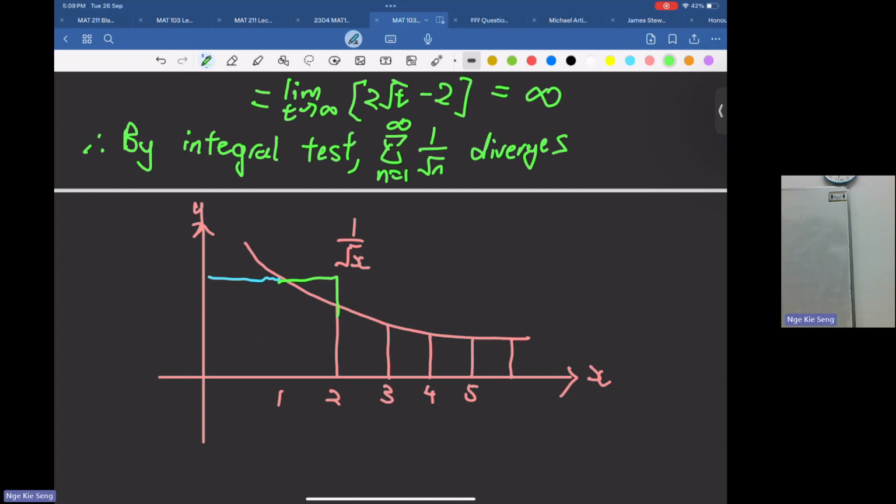When you do this question, you don't need to draw this diagram, but this diagram will tell you how the integral test works. Why does the integral converge, your infinite series converges? Why does your integral diverge, your infinite series diverges? It's because you pick a different.